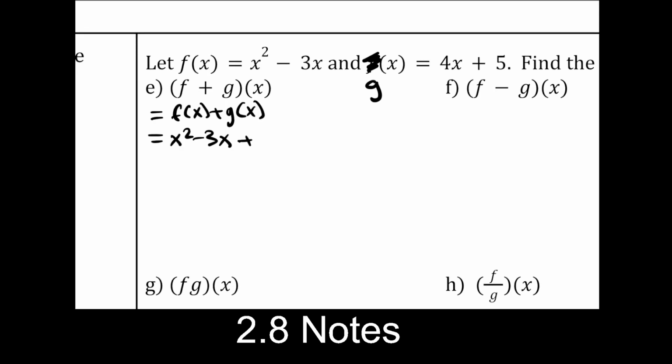So here's our f of x plus g of x, which is 4x plus 5. And now we want to clean this up if we can, right? And so here I have x squared.